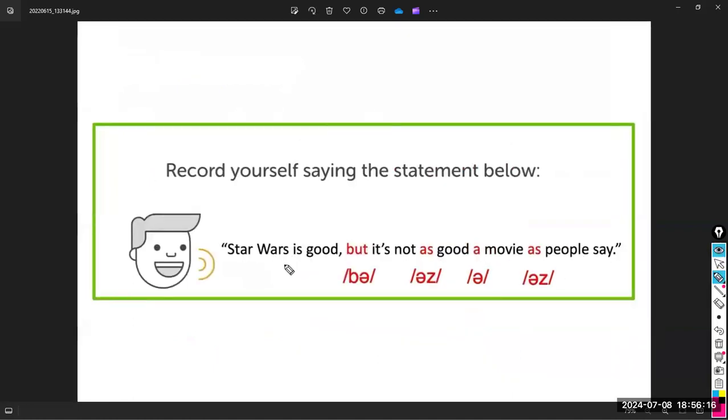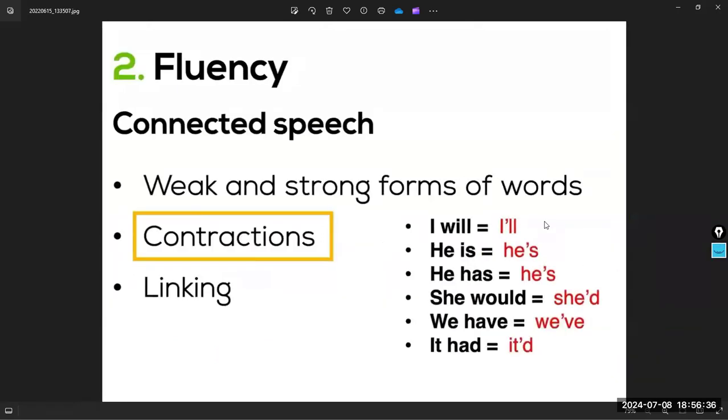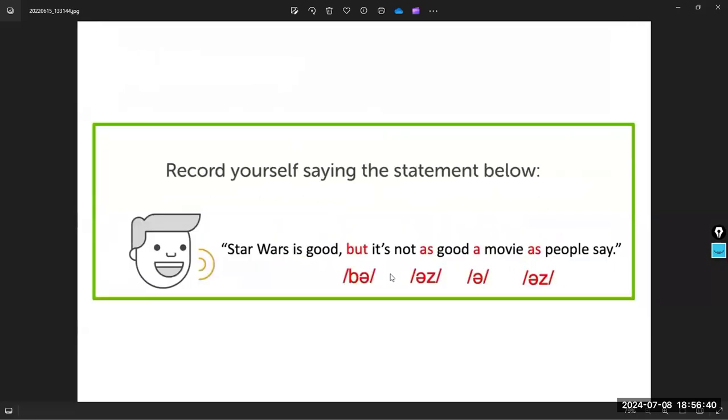So if you want to now read this sentence loudly, you have to say, Star Wars is good, but it isn't as good a movie as people say. So notice this is as, and absolutely but. This is a. Okay, this now is Star Wars. We pronounce wars. Star Wars.